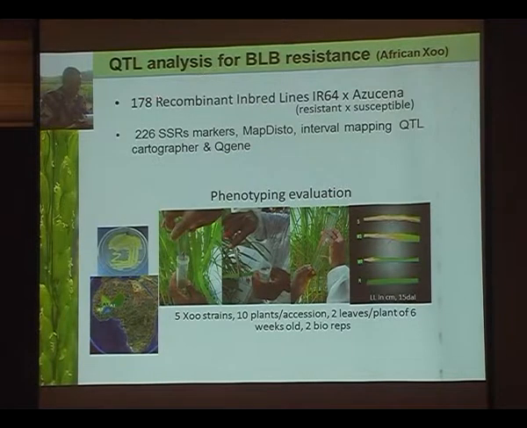We used 178 recombinant inbred lines from the IR64 Azucena population that was developed by IRD and CIRAD. As I said, IR64 is highly resistant and Azucena highly susceptible. To go quickly, I will pass over this detail. We did the phenotypic evaluation using 5 strains that represent different races of the pathogen in West Africa. We did leaf clipping inoculation, and we used this scale to screen for the lesion length on the leaves induced by the bacteria.